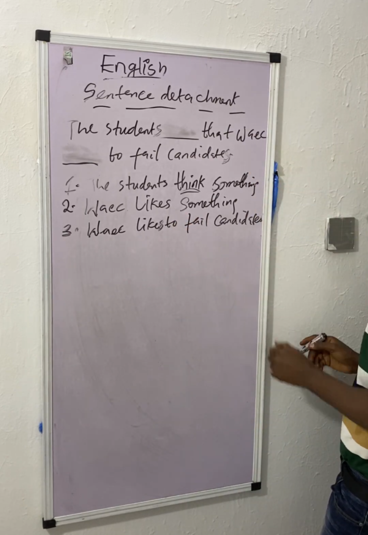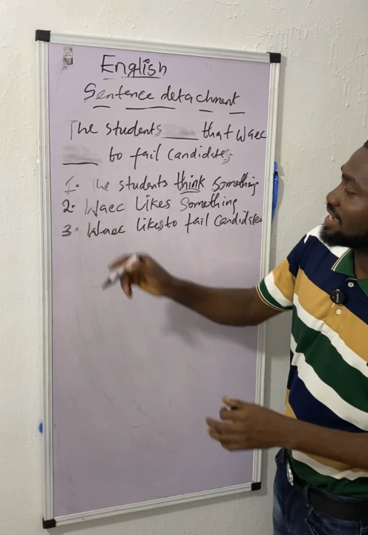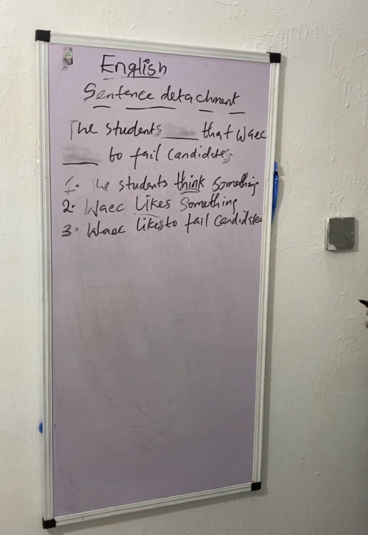WAEC likes to fill candidates. So the answer is what? Likes. As simple as A, B, C, D. But for you to use sentence detachment, you need ideas from other parts of English. That's why I taught you every other topic in English, so that you'll be able to use sentence detachment.